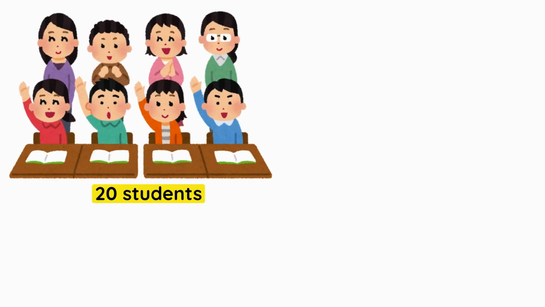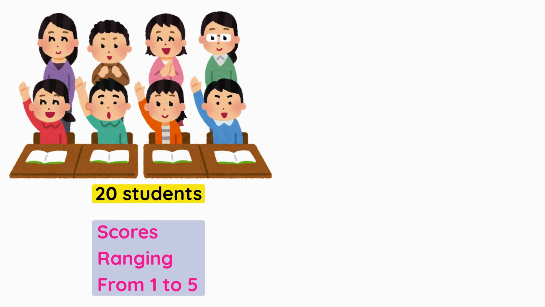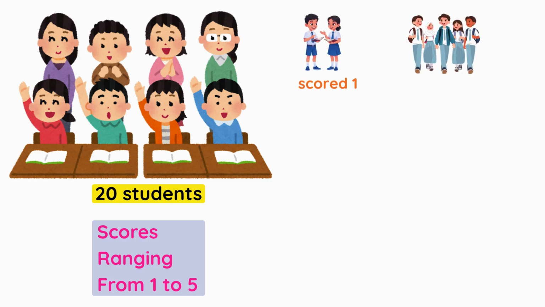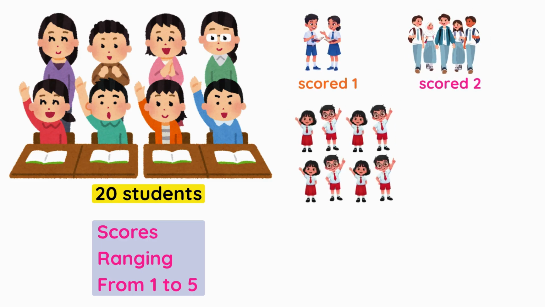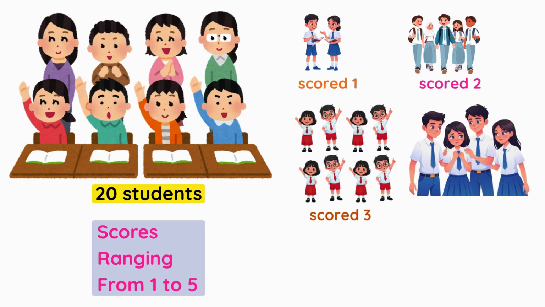Imagine a class of 20 students took a short quiz and the scores went from 1 to 5. We record how many students got each score. 2 students scored 1, 5 students scored 2, 8 students scored 3, 4 students scored 4, and 1 student scored 5. So let's try to put this into a table.